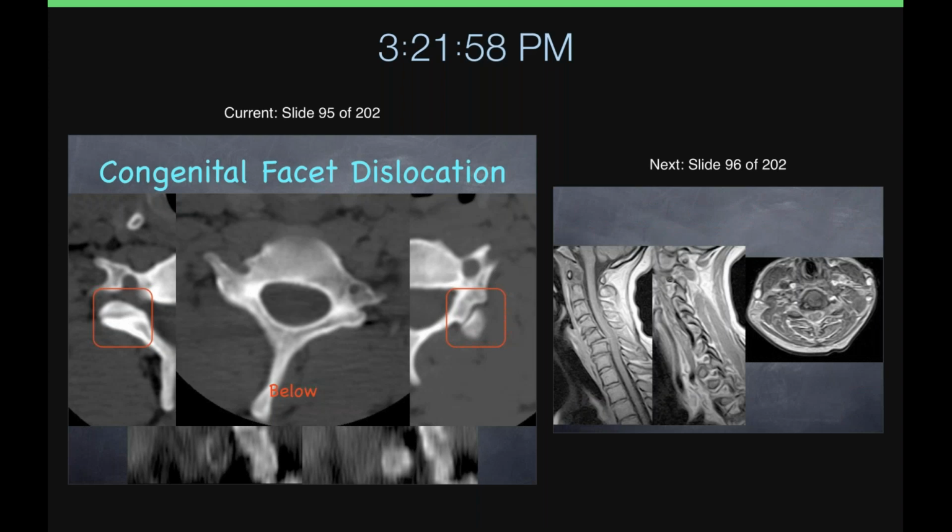My guess is this is just an old facet dislocation. And when the bone remodels after it being there for a long time, these are the kind of deformities that you could see.